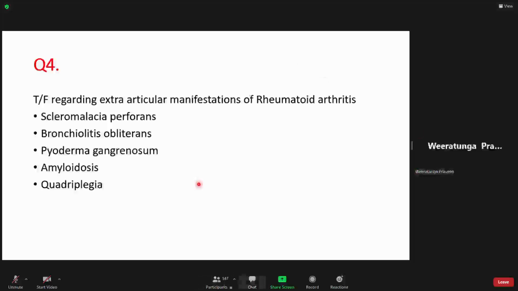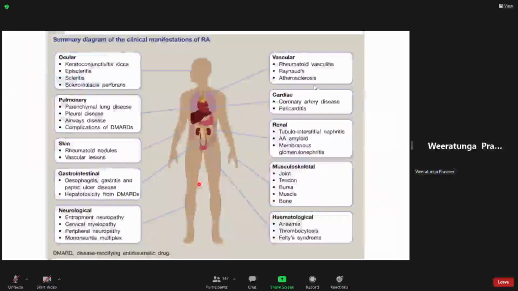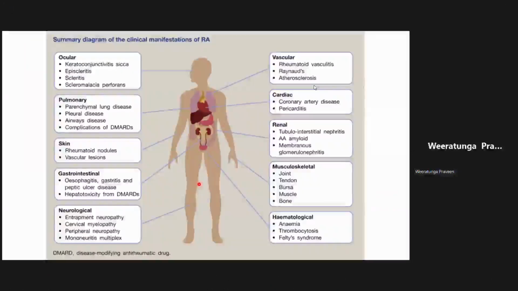Fine. So this is definitely an important area for MCQs. The complications and extra-articular manifestations are something that you need to remember. Even in the long case, you can get a patient with rheumatoid arthritis. It's not a very common long case, but possible.